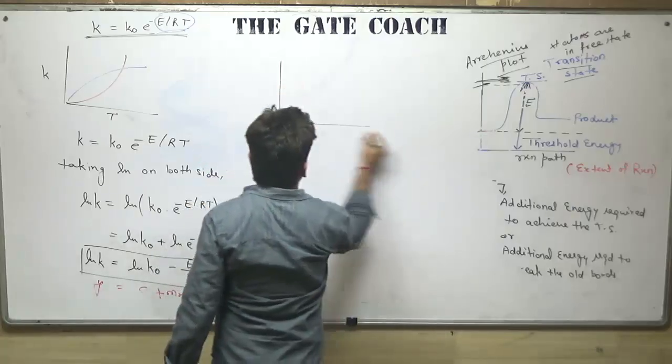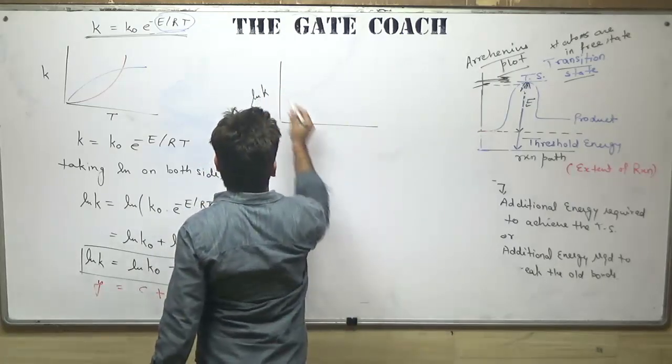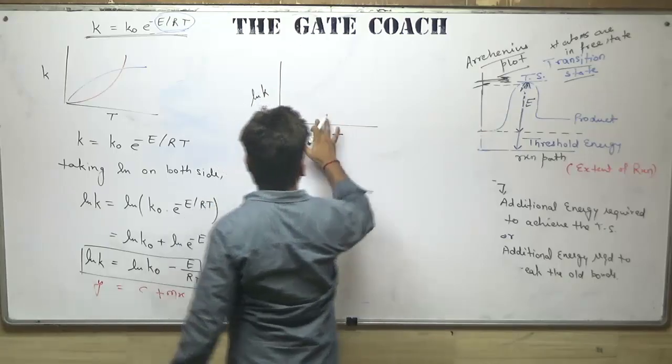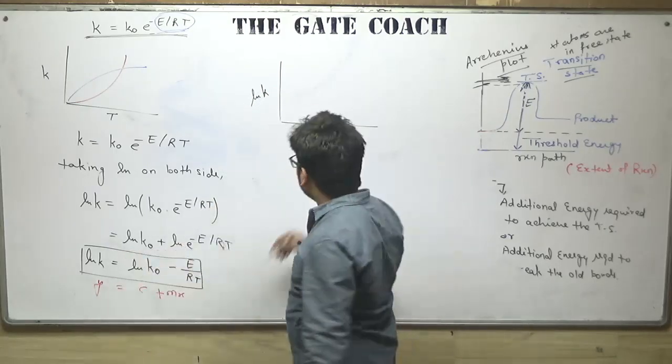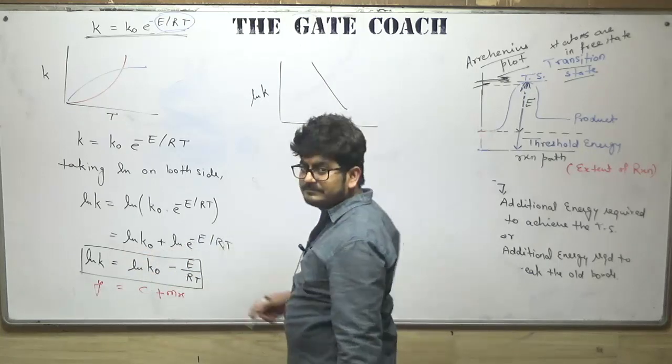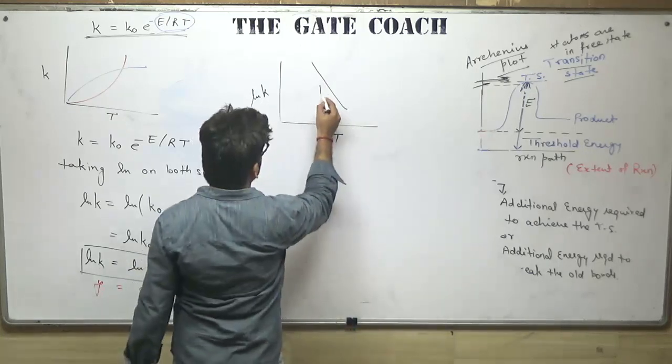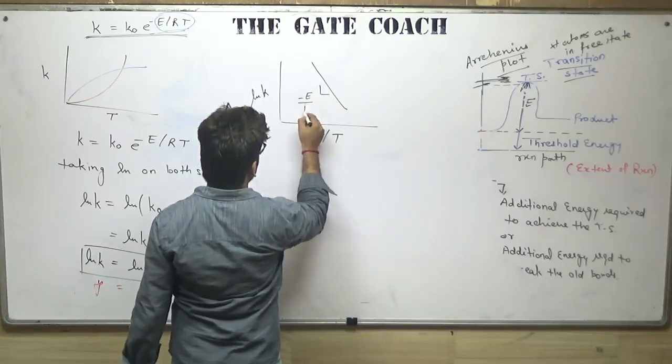So if you draw this curve between ln K versus 1 by T, 1 by T is x and ln K is y, it will be a straight line with the slope minus E by R.